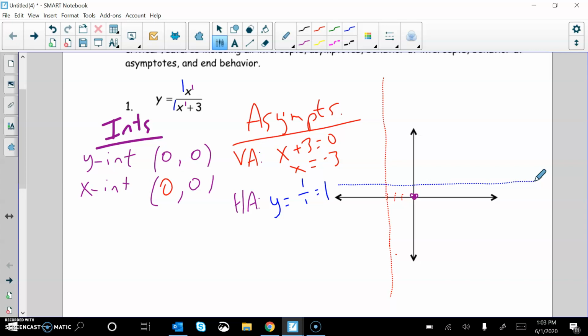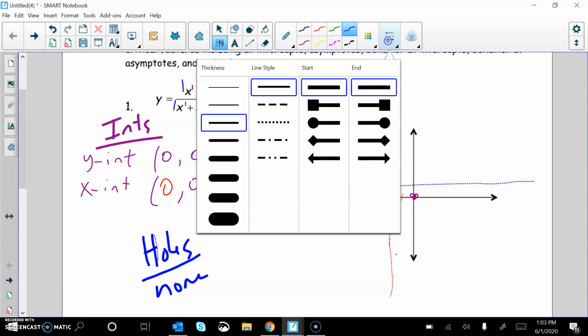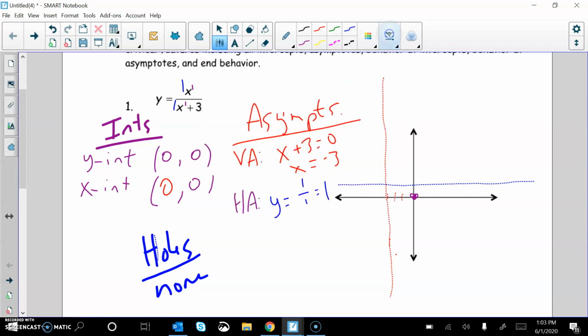Okay, there's no holes in the graph, which we'll discuss in much more detail in the next section. But for right now, I'm just going to put none. Let me talk about it real quick. If we had x plus 3 up top, and it caused that to cancel, then this negative 3 would be the x coordinate of where the hole in the graph existed. You would plug back in to determine the y coordinate of that hole.